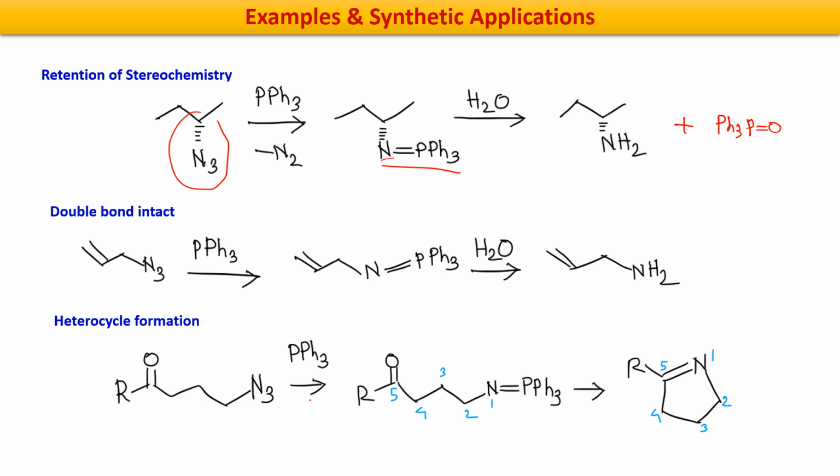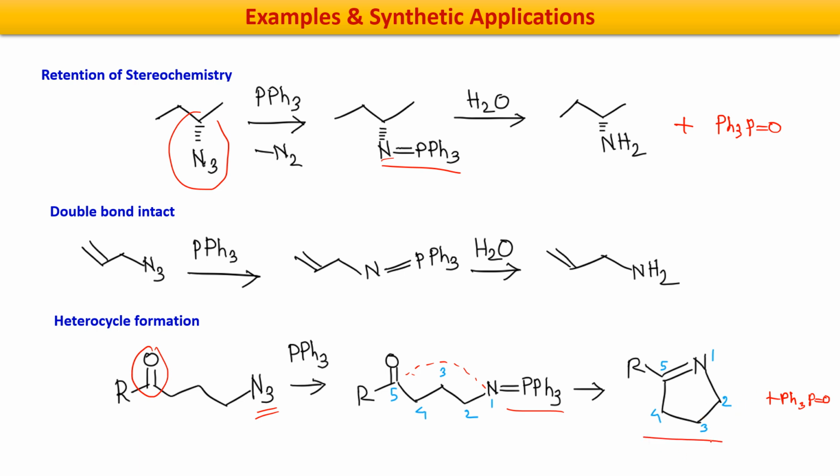Then heterocycle formation. Here we have this azide, right? And this C double bond O, that is a ketone, it is already part of the group, right? So when you treat it with PPh3, first, as we know, N double bond PPh3, and finally this 5 position and 1 position, this will be the connection point, and PPh3 will be PPh3O, that will be removed as a byproduct.